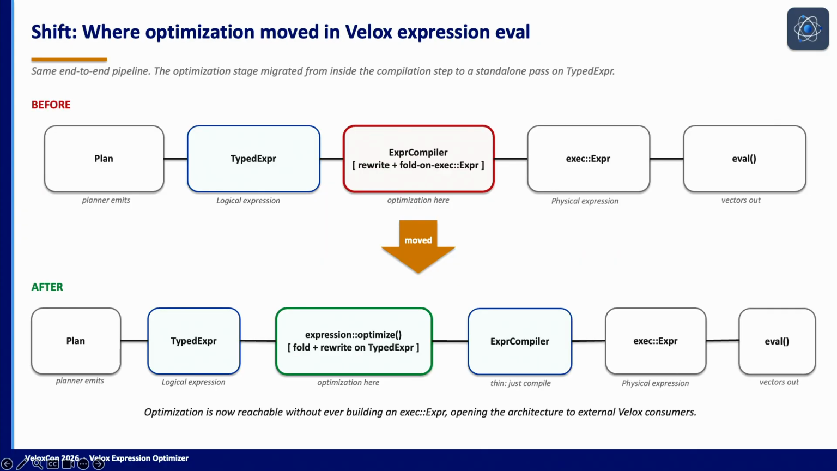So now we move to the new design with the expression optimizer. The expression evaluation pipeline still looks pretty much the same. It starts with a typed expression from your Velox plan and ends at execution. But optimization is now a standalone module over typed expressions. So instead of being abstracted within expression compilation, it is now explicit and reusable with this new module. What this does is keep your execution path intact, and it removes the unnecessary coupling that used to exist between optimization and compilation.